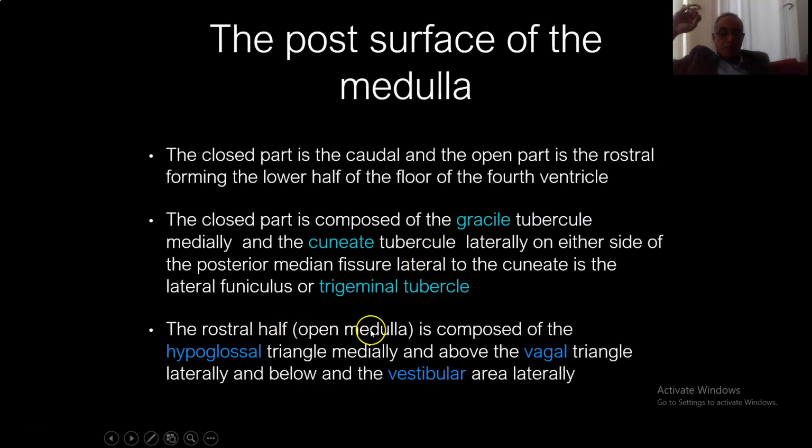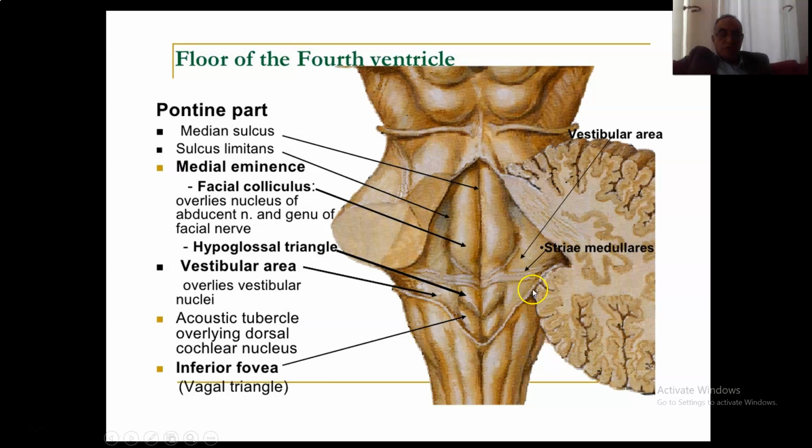The rostral half, open medulla, is composed of the hypoglossal triangle medially and above, and the vagal triangle laterally and below, and the vestibular area lateral to them. So this is the posterior surface of the medulla. The closed medulla, having a central canal, contains the gracile. Lateral to it is the cuneate. Lateral to it is the inferior cerebellar peduncle, up, or the trigeminal tubercle below.